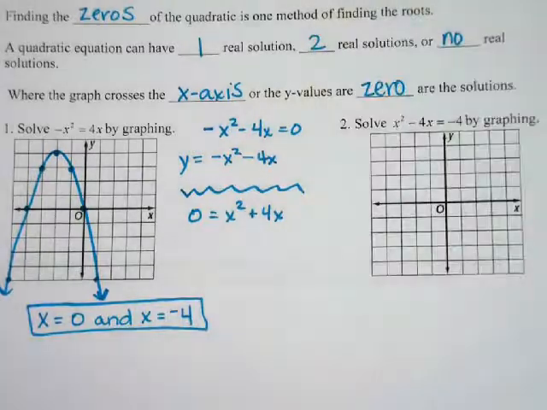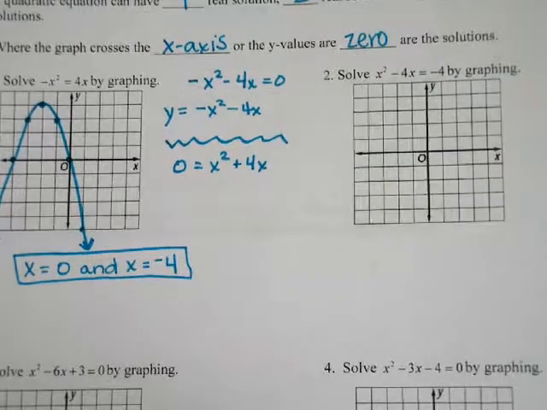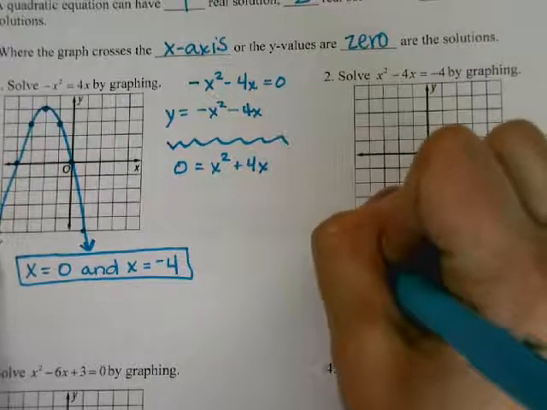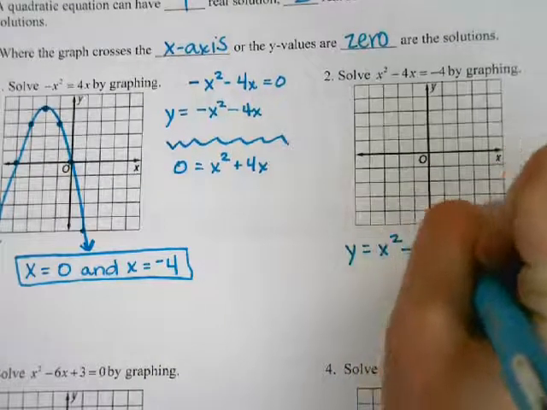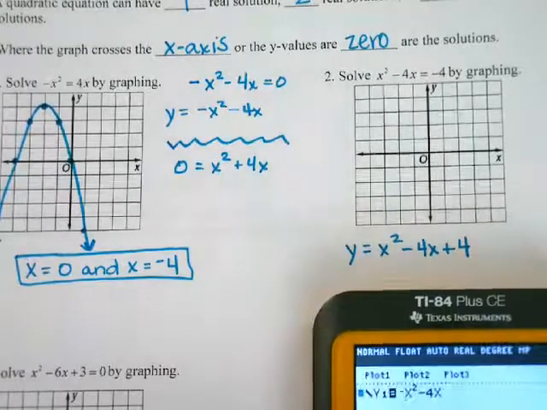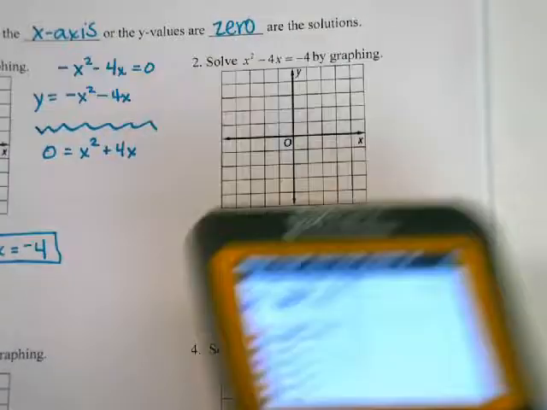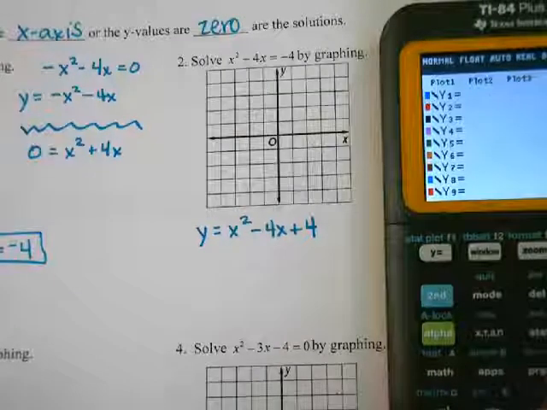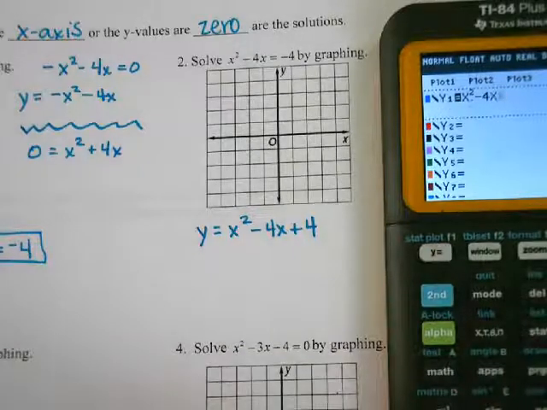Okay, let's try another one. Look at number 2. I can't put the equal sign in my calculator, so what do I need to do? Add 4. Okay, so in my calculator, I'm going to put y equals x squared minus 4x plus 4. Get rid of the old stuff. X squared minus 4x plus 4.